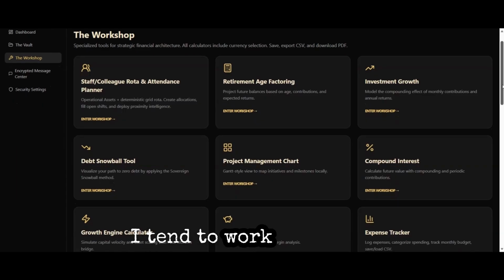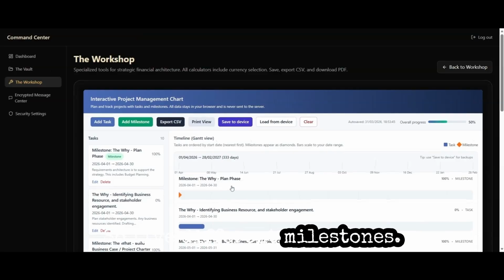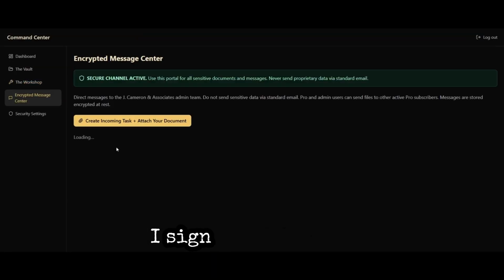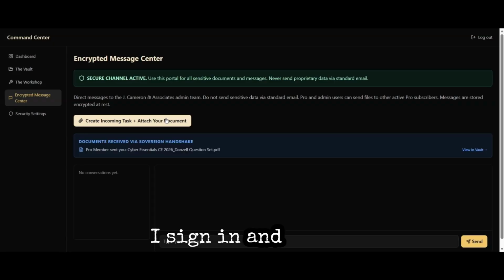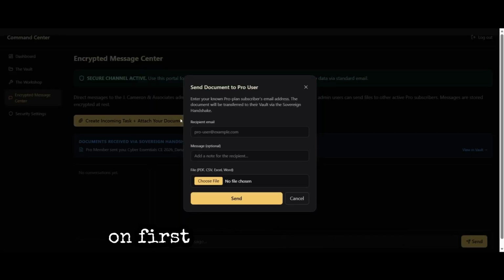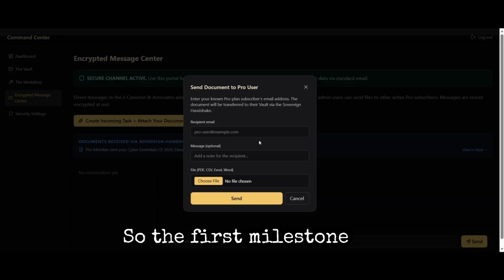I tend to work with 5 different phases at first in 5 different blocks, so 5 different milestones. And so, first of all, I'll go to the workshop, the portal, I sign in, and I go to the interactive project management chart and I start on first adding a milestone. So, the first milestone I'm going to add is the why.